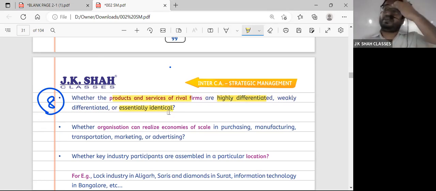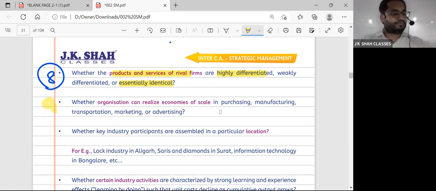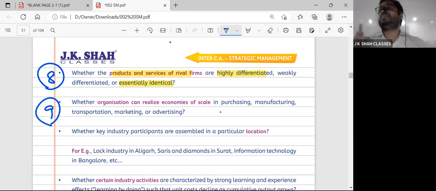9th point. Now the challenge comes here. Students remember the first 7 to 8 points. They forget the remaining 4, 5. So please pay attention. 8th point was whether the products or services are identical or differentiated. 9th point. What is the 9th point talking about? The 9th point talks about whether the organization can achieve economies of scale. What is economies of scale? Benefits of large scale production.